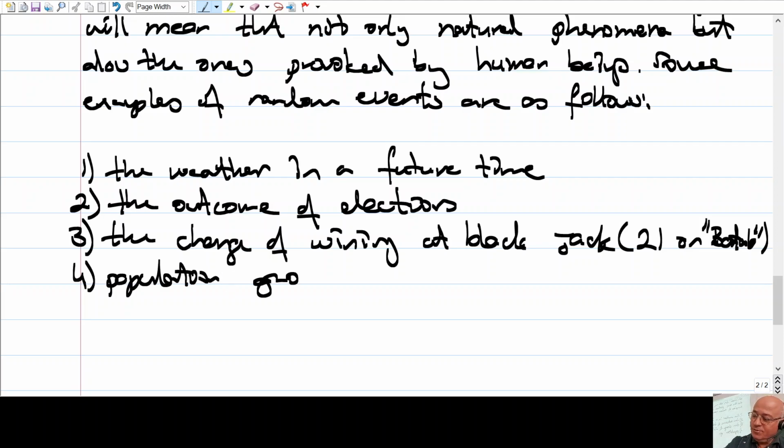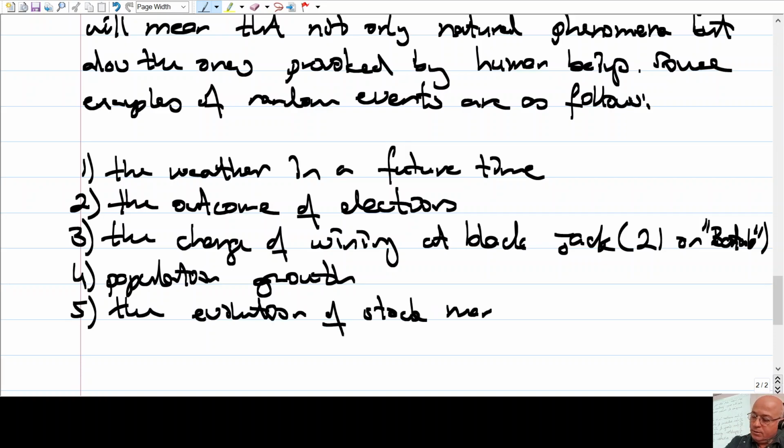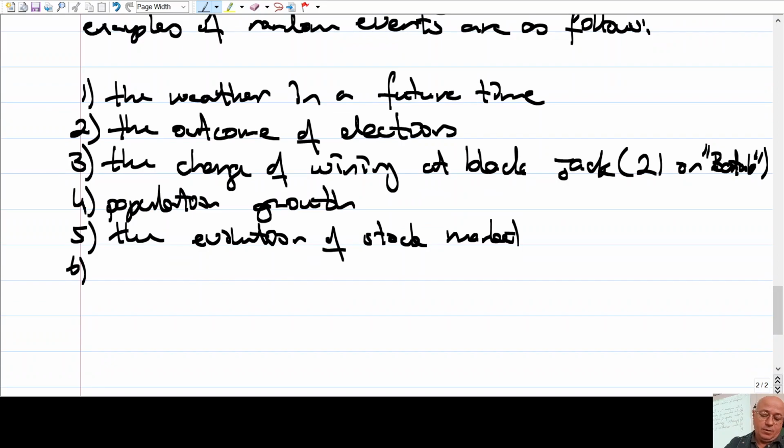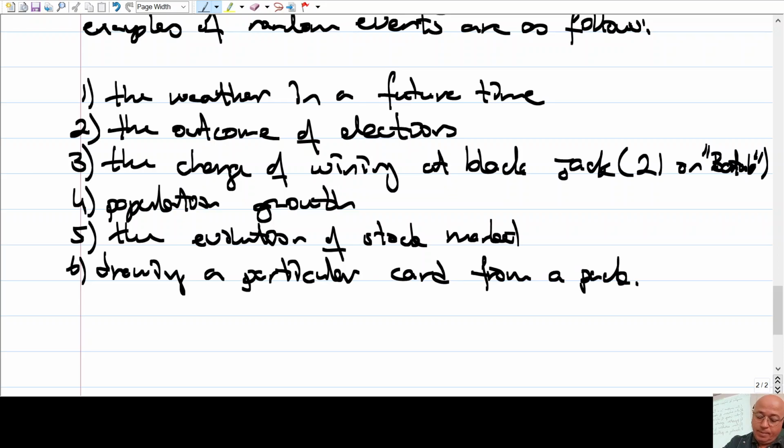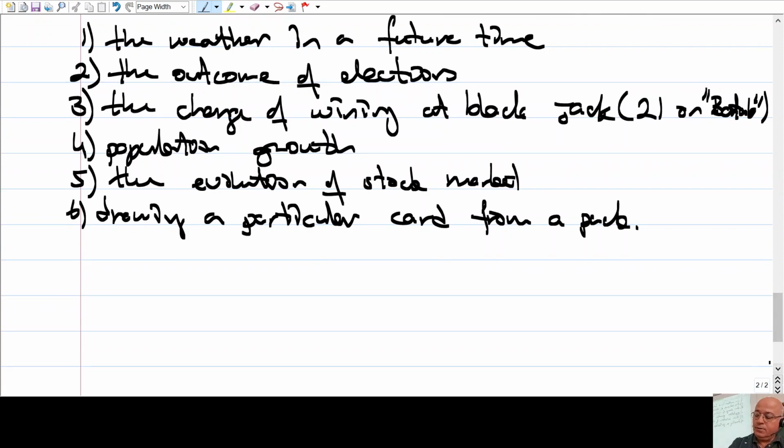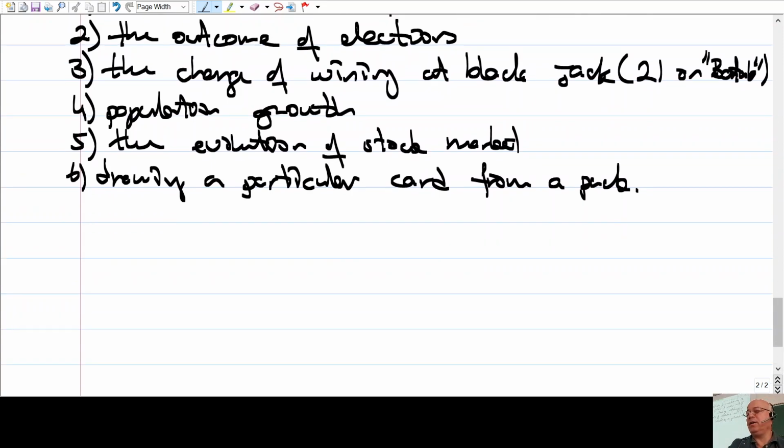Population growth. The evolution of the stock market. Drawing a particular card from a pack. Okay. So probability theory deals with experiments of this kind. These are some examples.